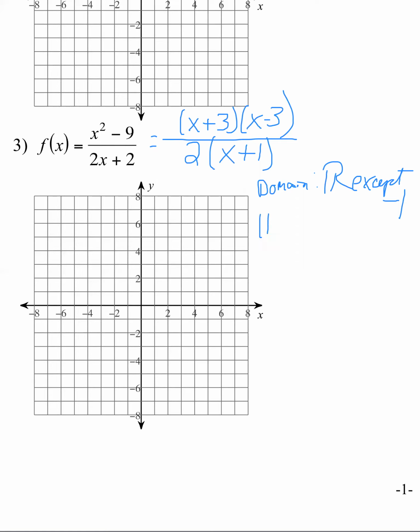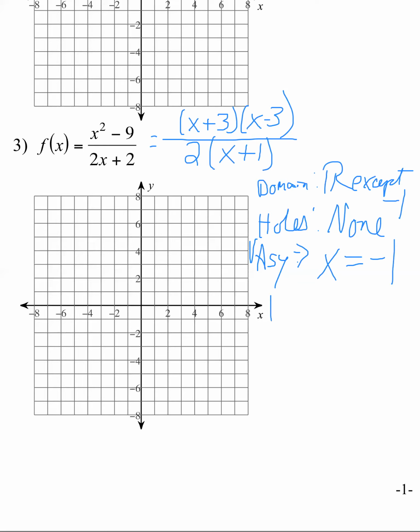Holes. Does anything cancel out? No, not this time. So that means this one has no holes. So asymptotes. Oh, vertical asymptotes, sorry. Vertical asymptotes, let's see. So my factored version, what would make my denominator turn into a 0? The only thing is a -1. So I have at x equals -1 is going to be a vertical asymptote there.